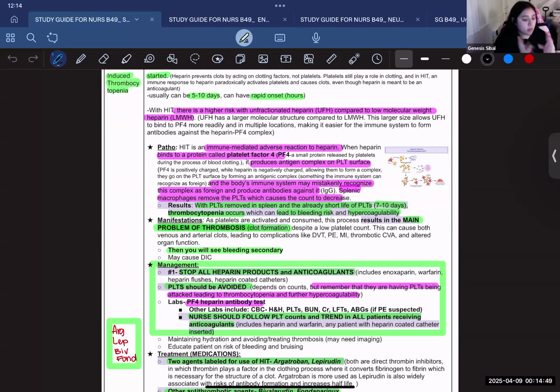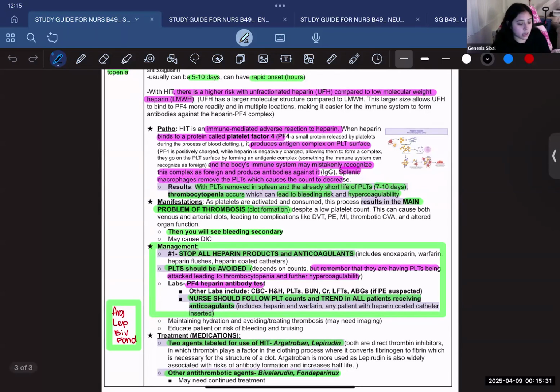So they make that complex, and the body's immune system recognizes this complex as foreign and produces antibodies against it, and that's where you see the IgG response, right? Your splenic macrophages then remove the platelets, which causes the count to decrease because they know that this thing is foreign. So, talking about earlier, because of the larger size compared to low molecular weight heparin, UFH can bind to PF4 more readily and in multiple locations, so that makes it easier for the immune system to make those antibodies against that heparin-PF4 complex.